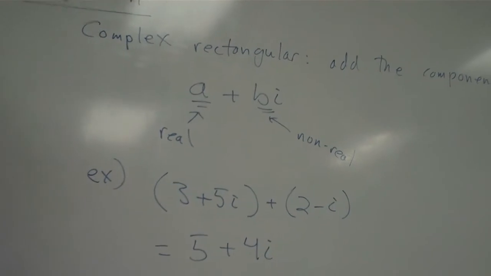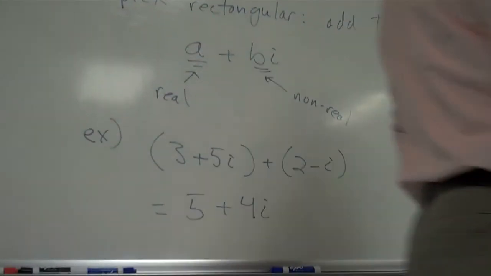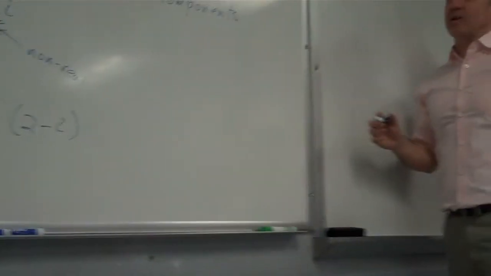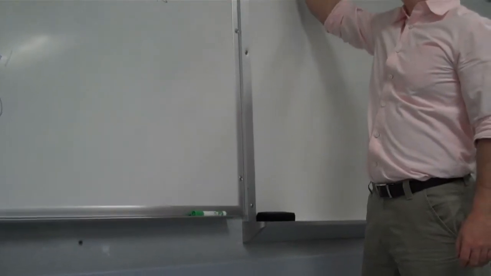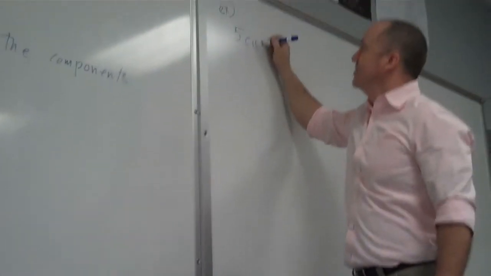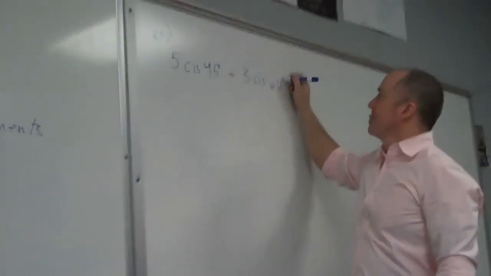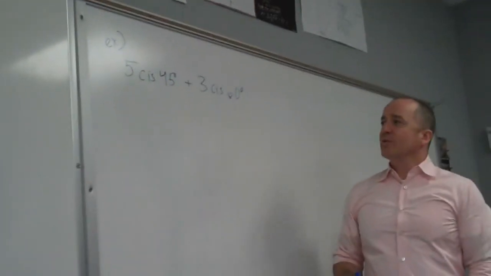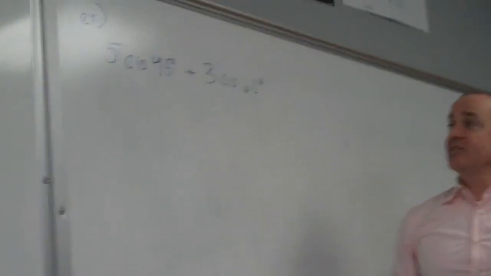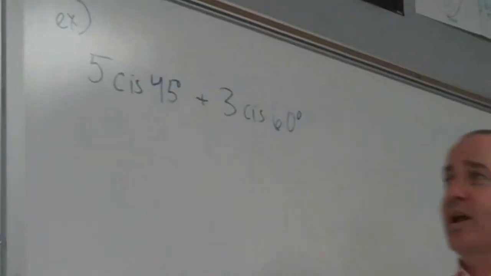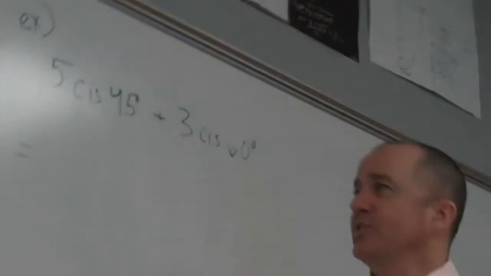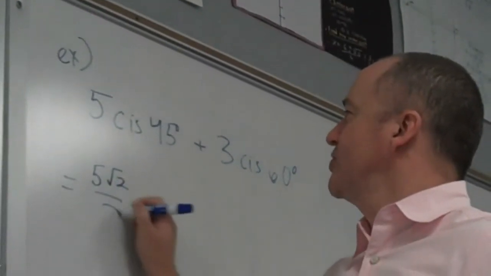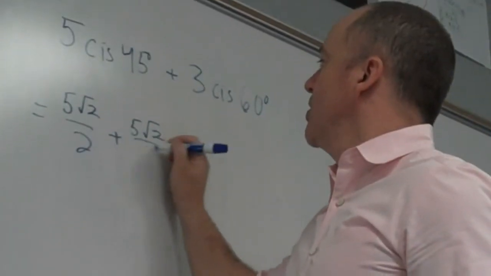Here's where that can get to be a little bit of a pain. You may or may not need your calculator for it. This is probably a calculator question. Parker, you're following me over here? So if I say what is 5 cis 45 plus 3 cis 60. Remember where this comes from with the cosine plus i sine. So what I would say is, okay, what's the cosine and sine of 45? Root 2 over 2. So this is 5 root 2 over 2 plus 5 root 2 over 2 i.